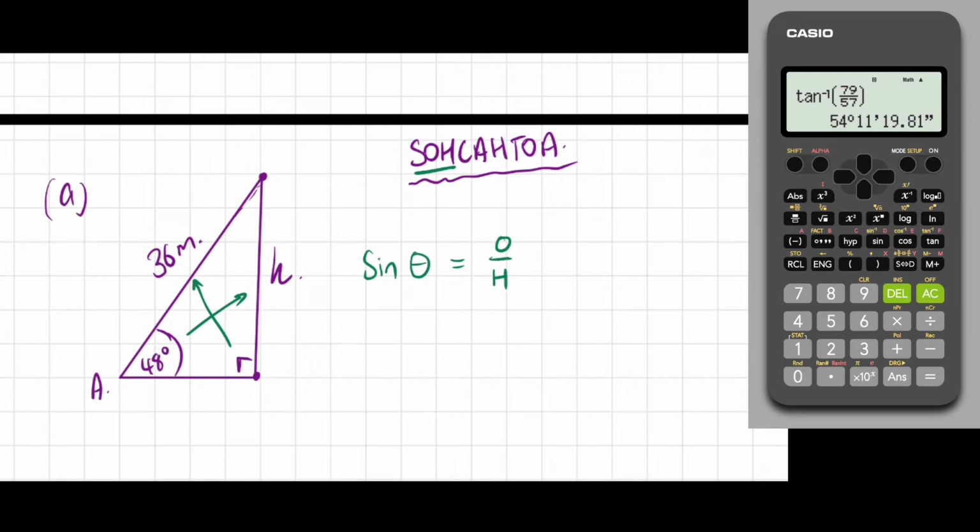Substitute the values that we know. So sine of 48 degrees is equal to, the opposite we've just called h. We don't know what it is. It's just the height of this mast, over 36.